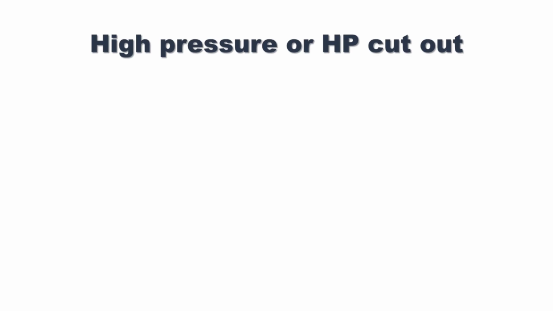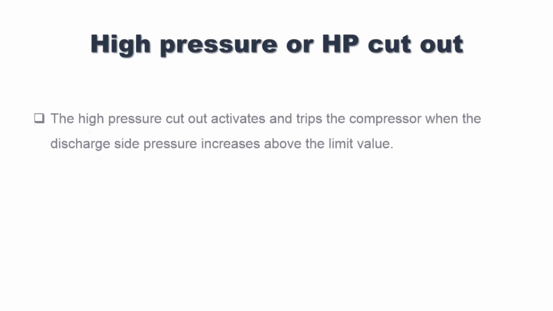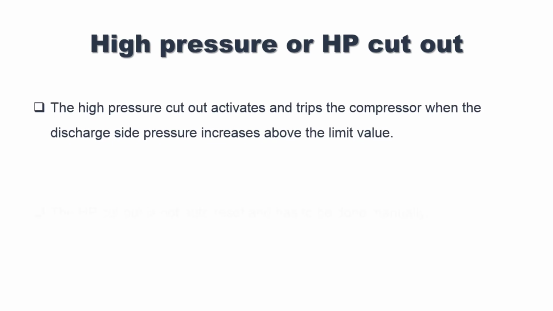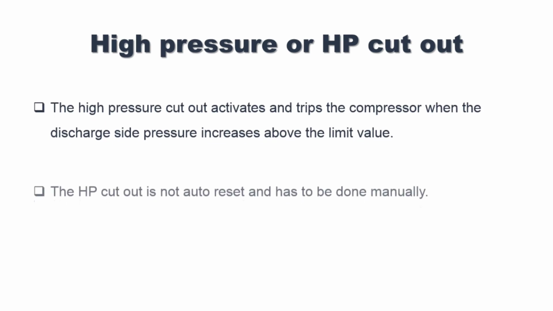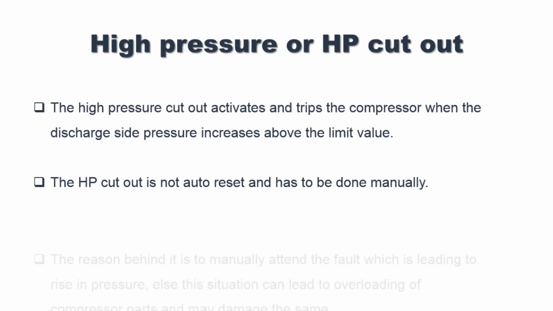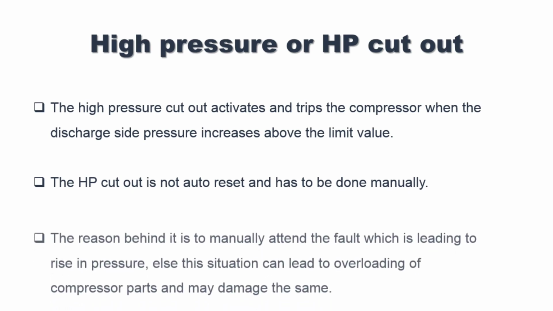High pressure cutout or HP cutout. This is also a compressor safety device in which the high pressure cutout activates and trips the compressor when the discharge side pressure increases above the limit value, set at the pressure corresponding to 5 degrees Celsius above the highest expected condensing gauge reading.